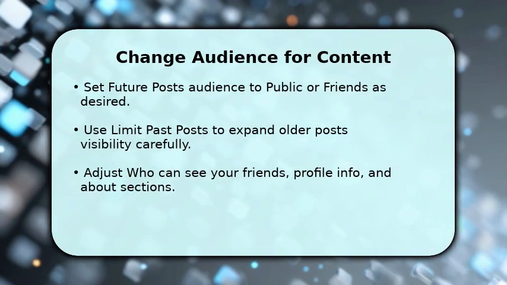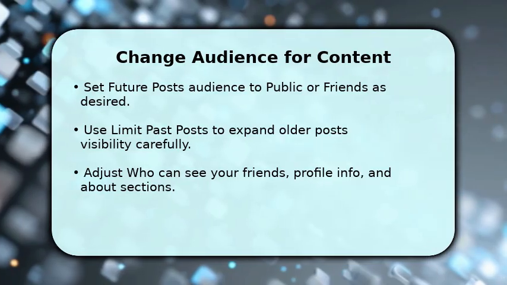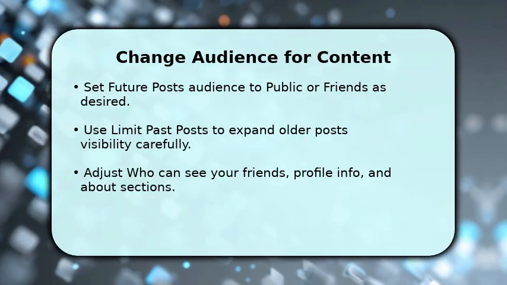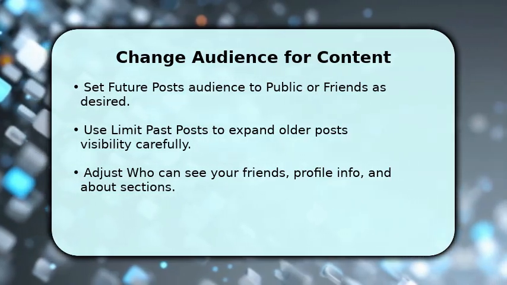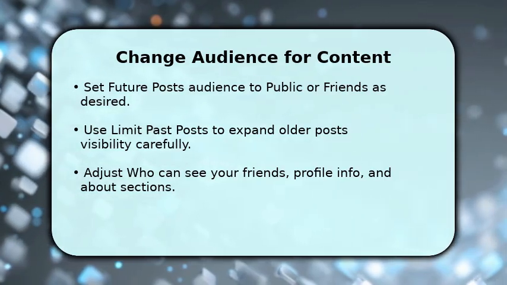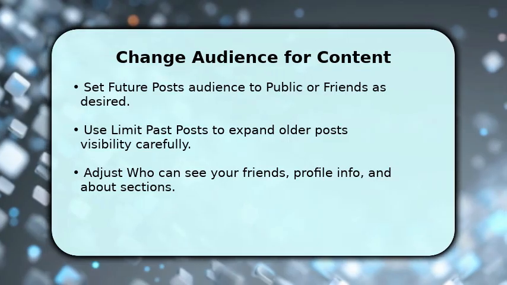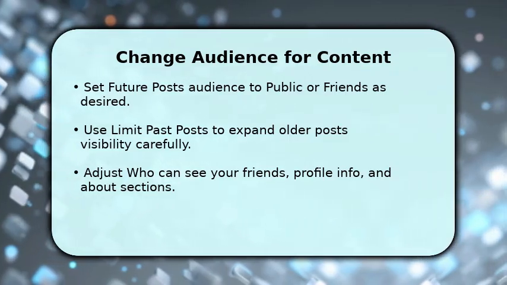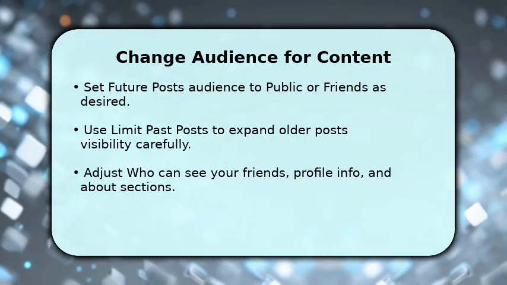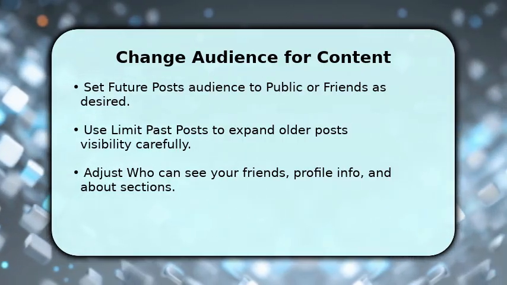First, set future posts to public if you want everything visible, or friends for a smaller group. Then use limit past posts to convert old friends-only posts to public, but be careful, this is irreversible in bulk. Also edit each profile field about work, education, and your friends list visibility to public or friends. Once done, review timeline and tagging settings, so posts you're tagged in don't reintroduce.